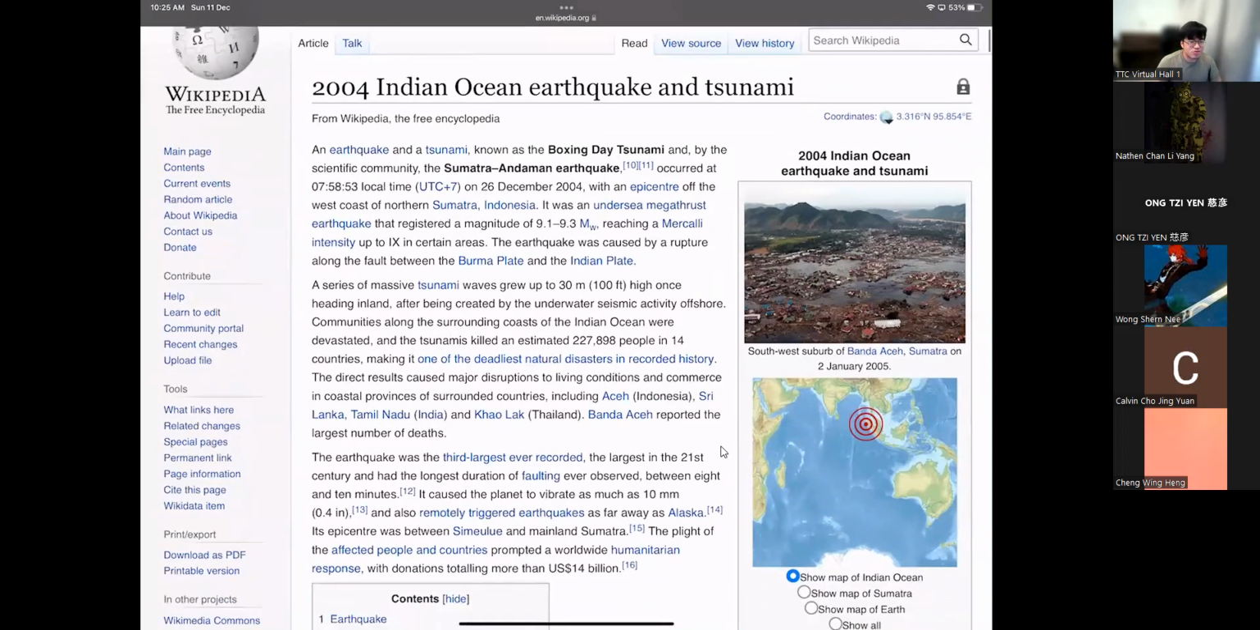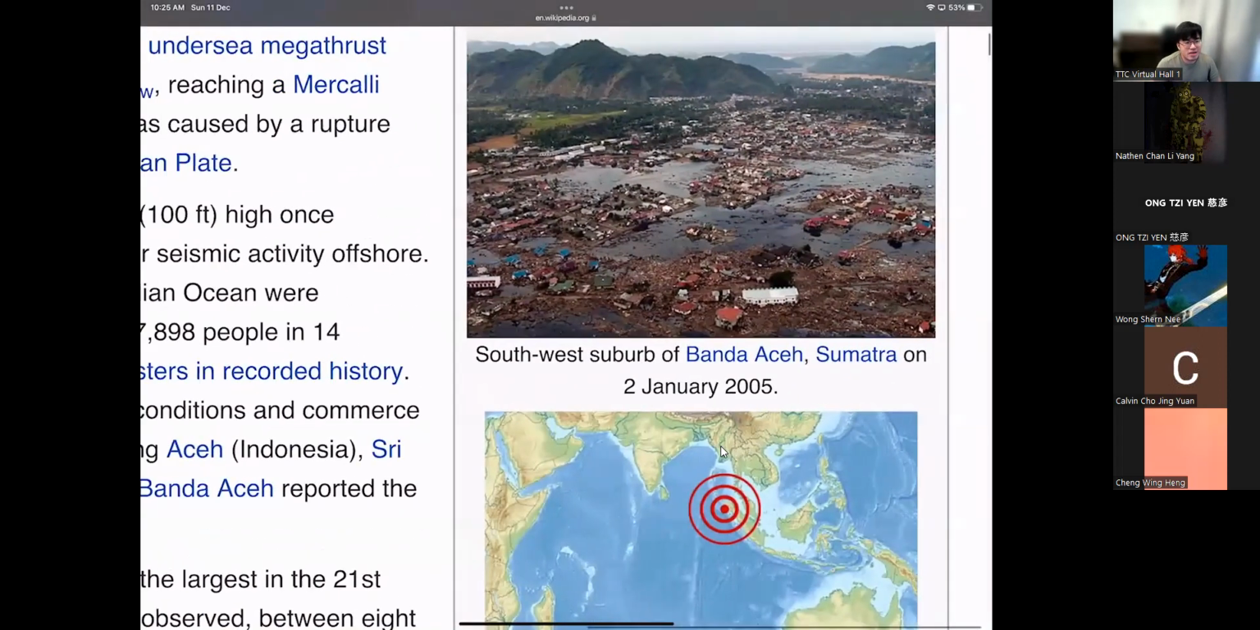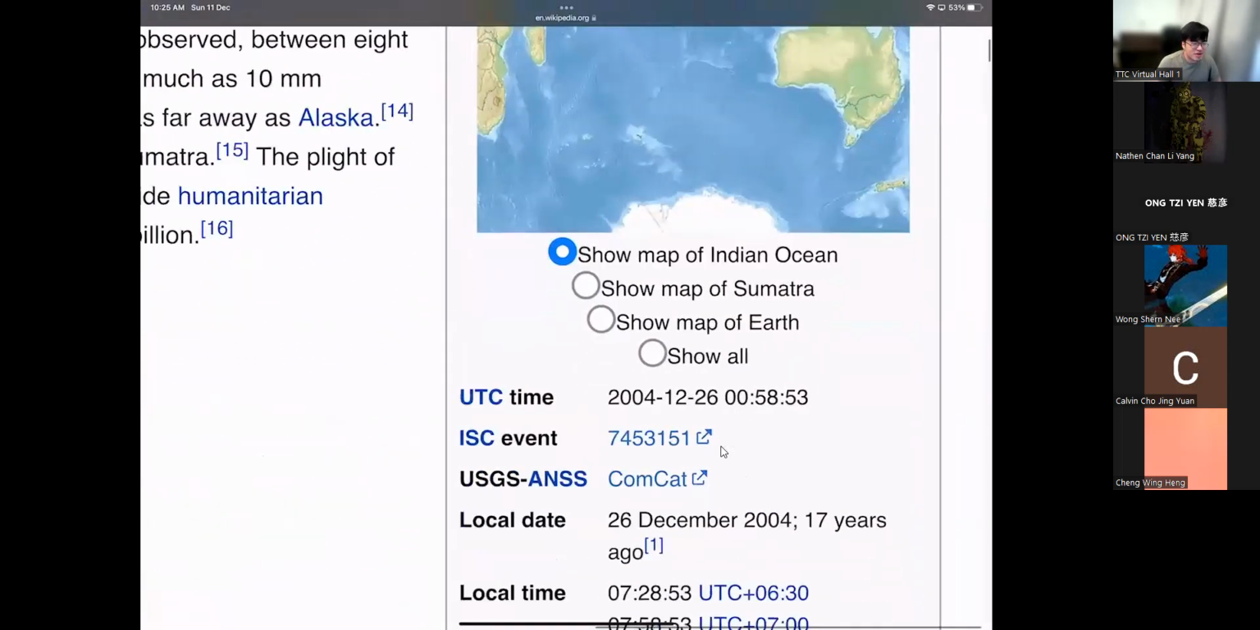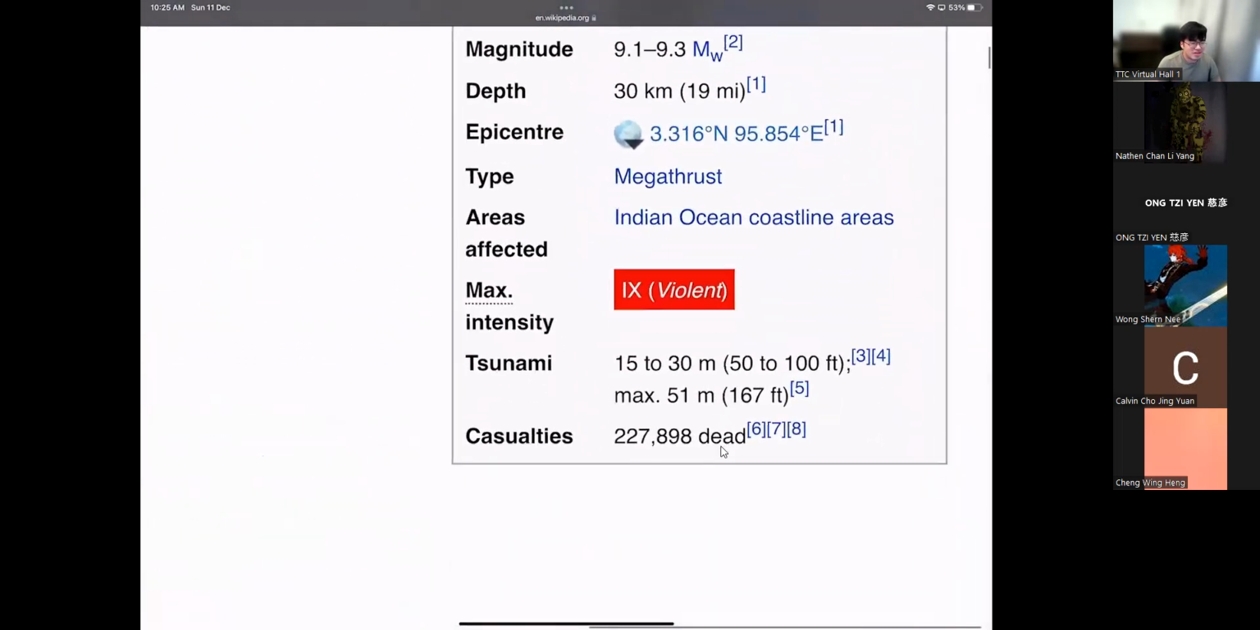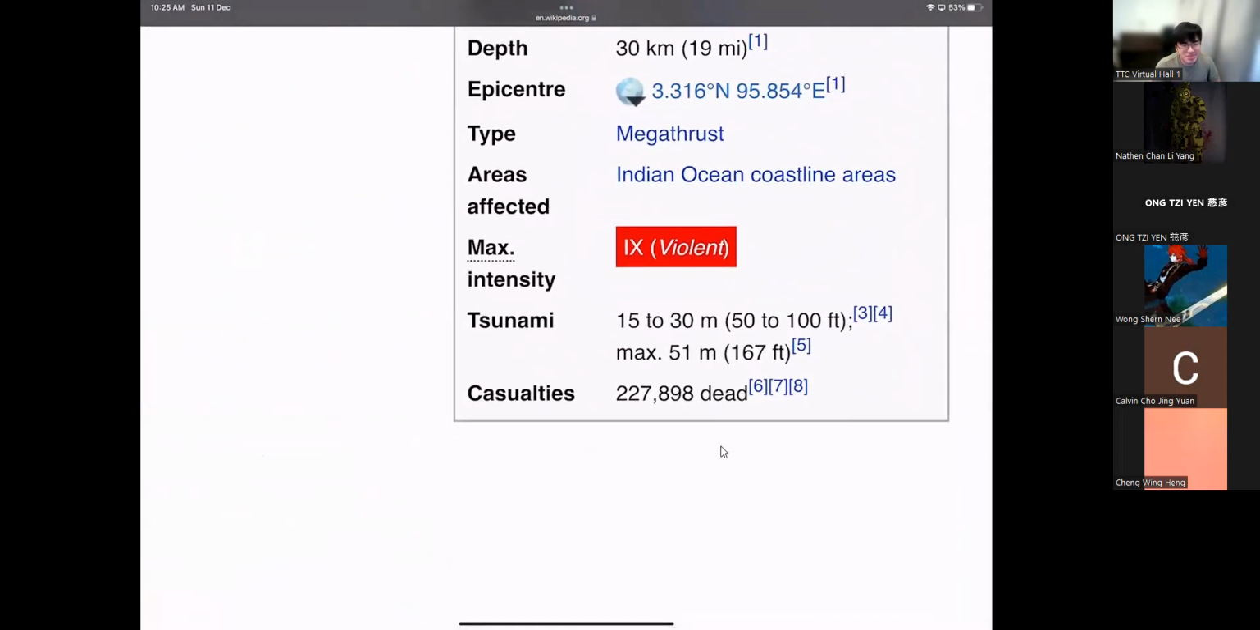This thing was really serious. Even my grandma in Penang, her kampung got flooded. In Penang, I think 2 people died. It was pretty serious. You see how many people it killed: wow, 227,000. This was pretty serious, right? Because Indonesia didn't have the tsunami detector, when you see the tsunami right in front of you, you just pray for mercy.